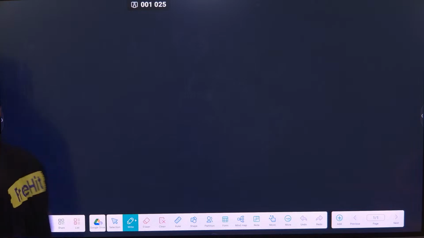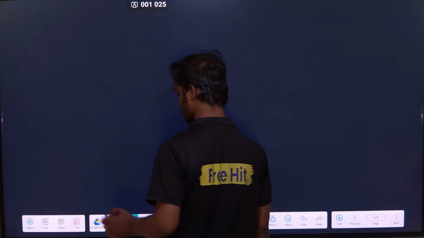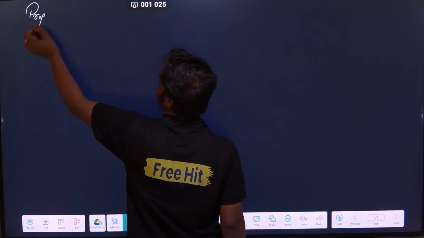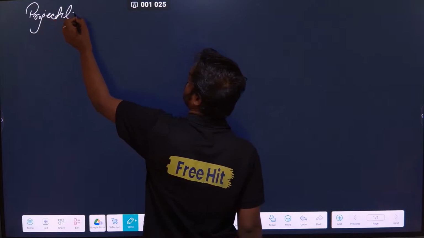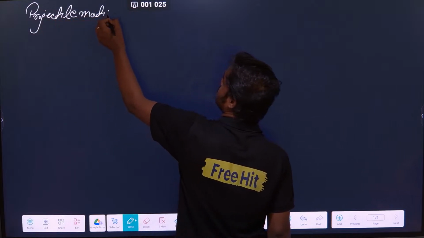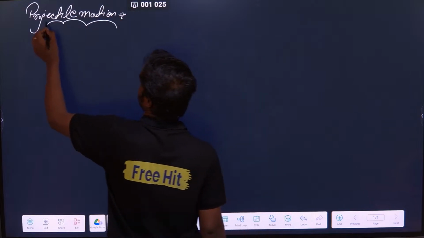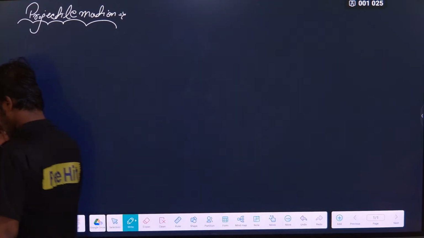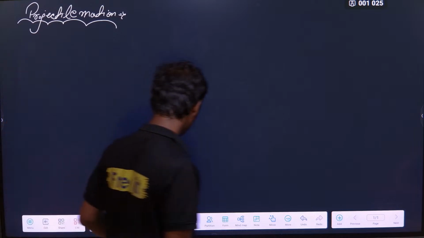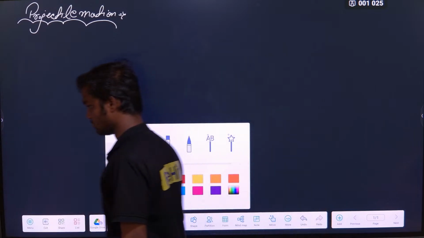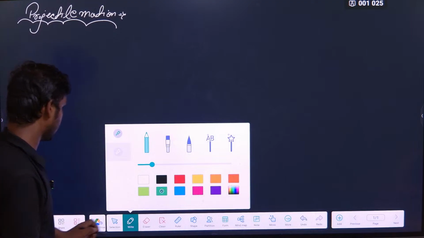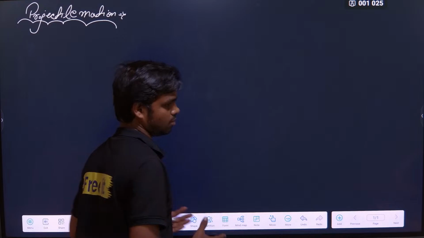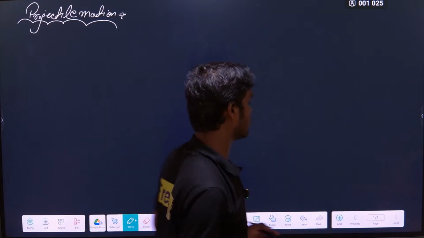Okay, so let us start with the projectile motion. Our heading is projectile motion. In projectile motion, we are going to see the different cases, because there are different cases in the projectile.